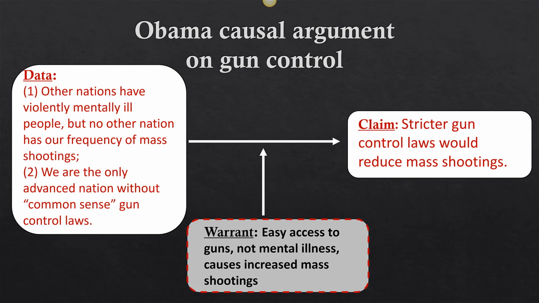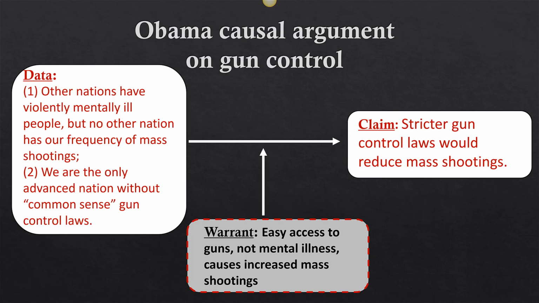Easy access to guns puts guns in the hands of lots of people who really shouldn't have guns in the first place, and that's what causes so many mass shootings when other nations don't have them. And the reason why other nations don't have them is that they have stricter, quote-unquote, common sense gun control laws, and it's these stricter laws that lead to a reduction in mass shootings.